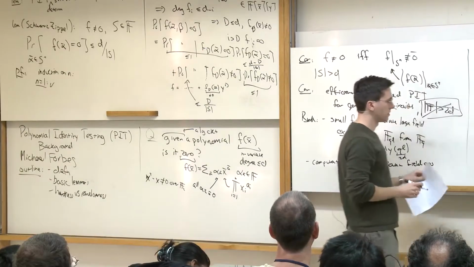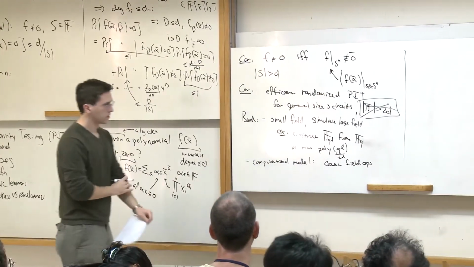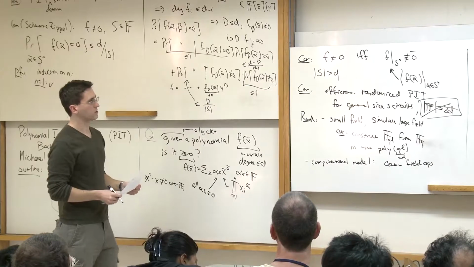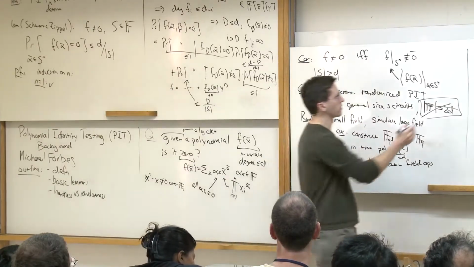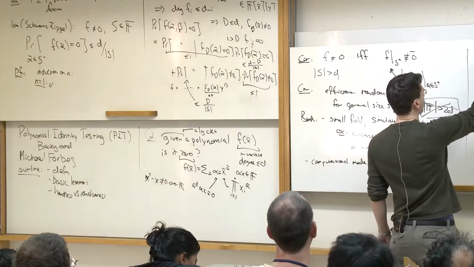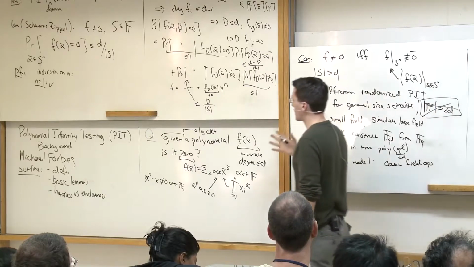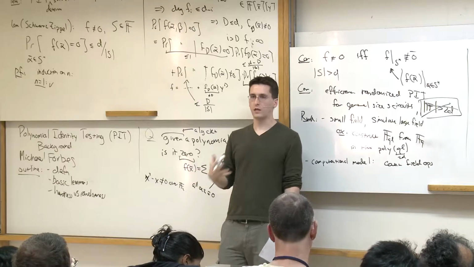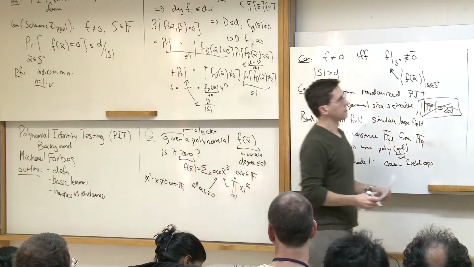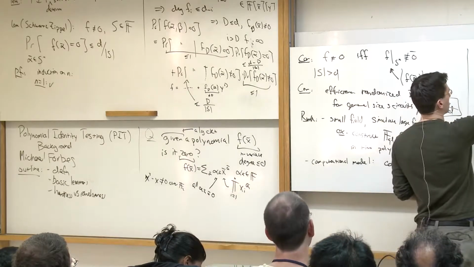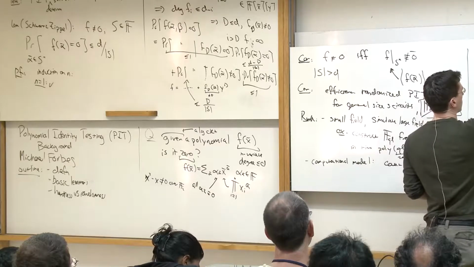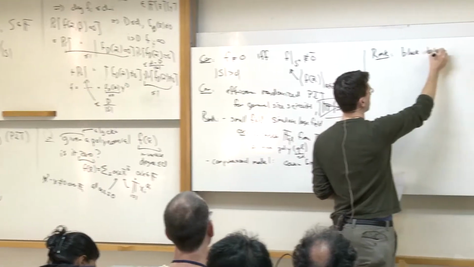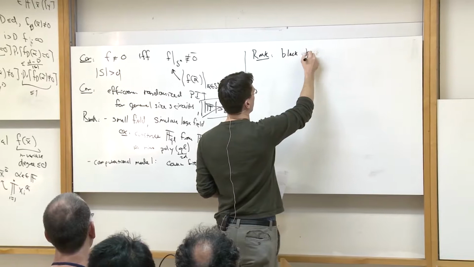Okay, so that's the computational model. And now I want to make a series of remarks. The question is, how much do I actually need to see this circuit? I'm given this circuit, but how am I really given it? And there are two models I want to talk about. There's something called the black box model.